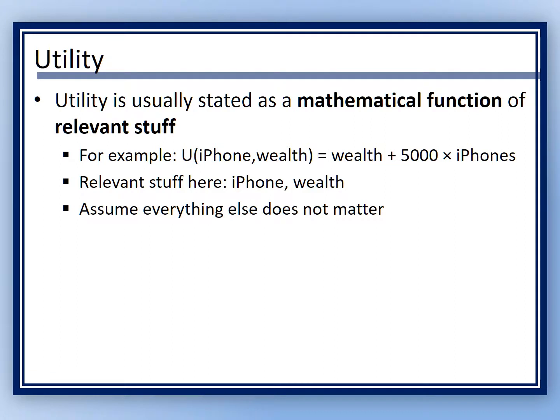However, when we write down a relationship between your well-being and iPhones and money, we assume everything else is not related to the decision at hand. Right? It seems reasonable to say that when you're deciding whether to buy an iPhone, what you eat for dinner is probably not of consequence, right?